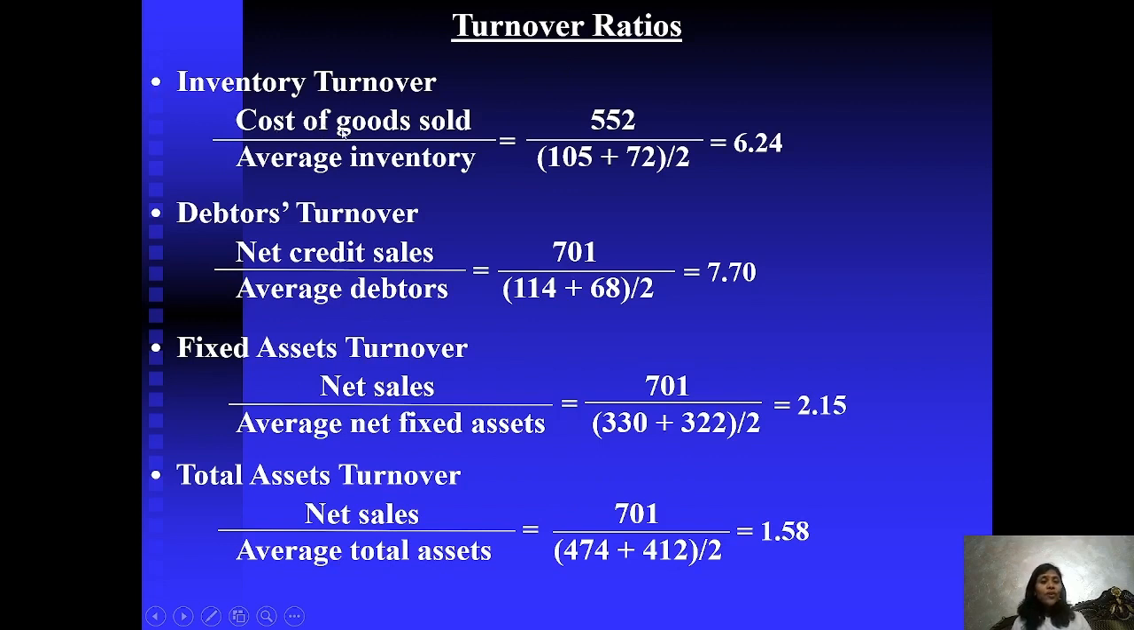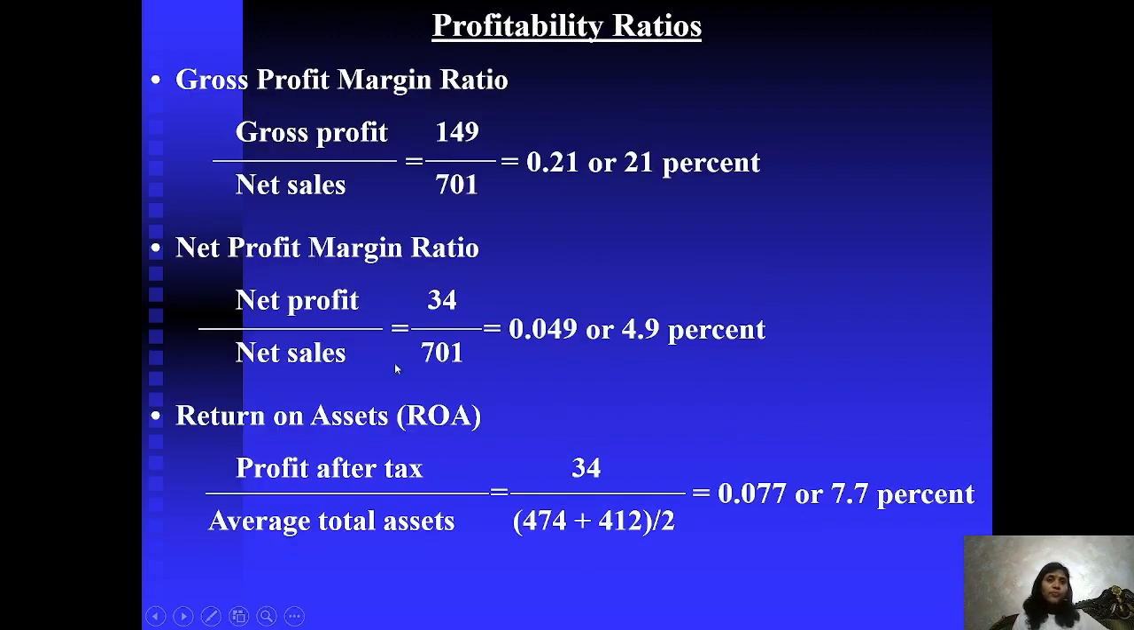So turnover ratios: inventory turnover is cost of goods sold by average inventory, debtors turnover is net credit sales by average debtors. Because in the exam, they will give you the proper balance sheet and profit and loss account. Based on that, they will ask you to find liquidity ratio, inventory turnover ratio, fixed asset turnover ratio. So you should know net sales from your profit and loss account divided by average net fixed assets from your balance sheet, you have to check that. Then total asset turnover ratio, okay, net sales by total assets.